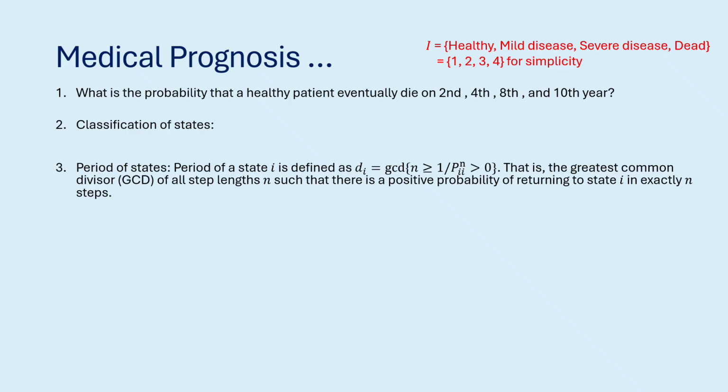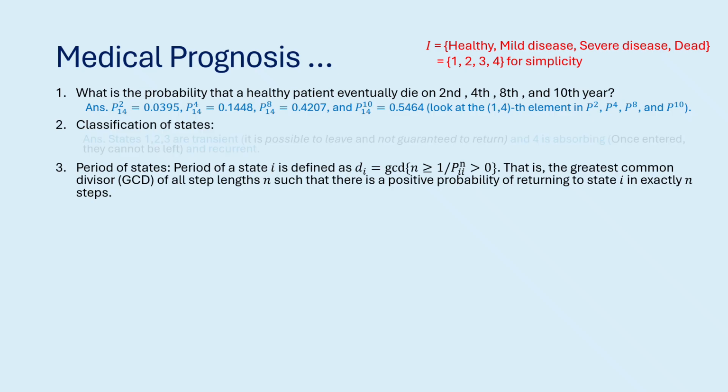Similarly, moving on to further questions. What is the probability that a healthy patient eventually dies in the second, fourth, eighth, and 10th year? It's as good as getting the element corresponding to (1,4) from P squared, P raised to 4, P raised to 8, and P raised to 10.